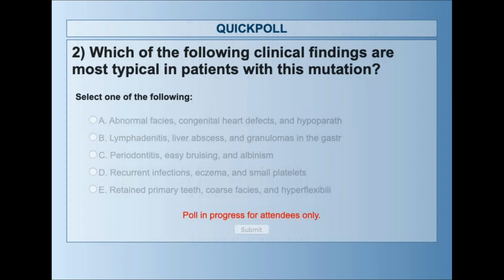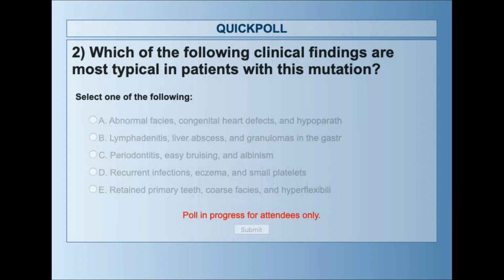Excellent. Thank you, Paris. I'm going to go ahead and read these answer choices to you. E is retained primary teeth, coarse facies, and hyperflexibility. D is recurrent infections, eczema, and small platelets. C is periodontitis, easy bruising, and albinism. B, lymphadenitis, liver abscess, and granulomas in the gastrointestinal and urinary tract.